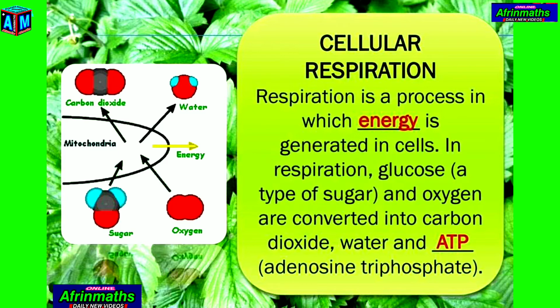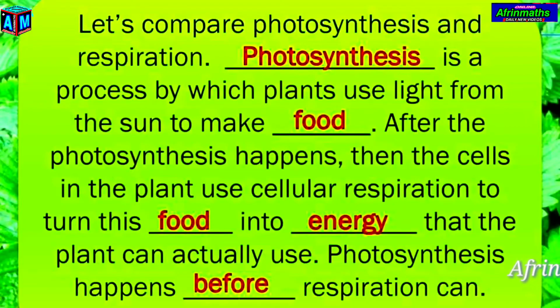Now let us compare photosynthesis and respiration taking place in a plant. So we can say that photosynthesis is a process by which plants use light from the sun to make food. After photosynthesis happens, the cells in the plant use cellular respiration to turn this food into energy that the plant can actually use for further growth. So photosynthesis happens before respiration in a plant.